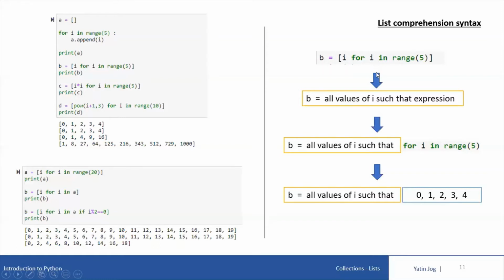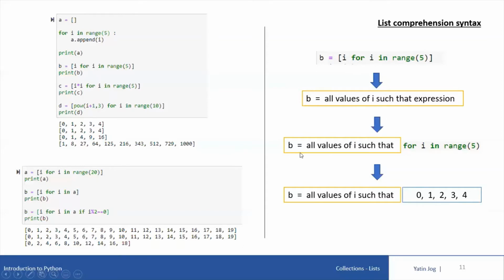Now how will this be executed, or how can you understand what is happening inside? So this executes like this: B equal to all values of I such that whatever is the expression I have given. In this case I have given a for loop, that is my expression. So B equal to, actually it is I, all the values of I. Now what all values can I take? I can take all the values of this expression.